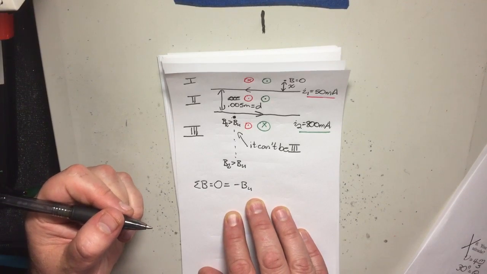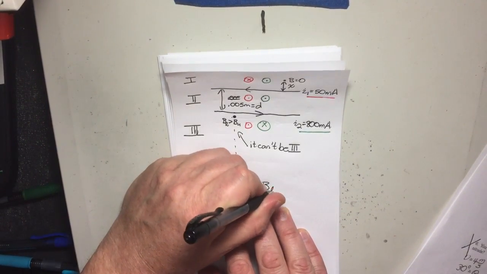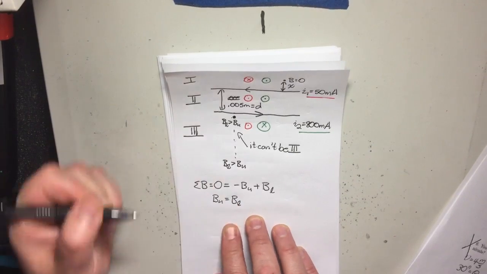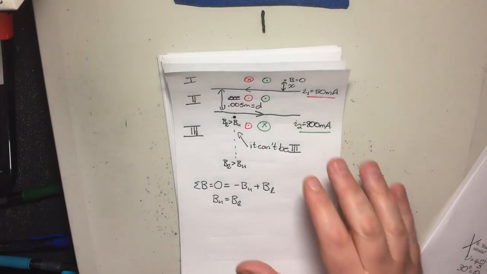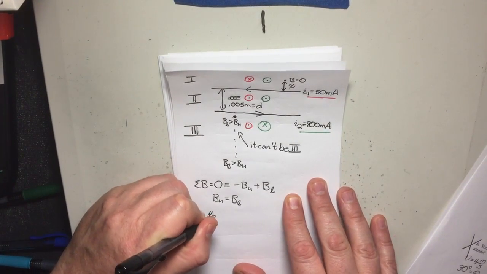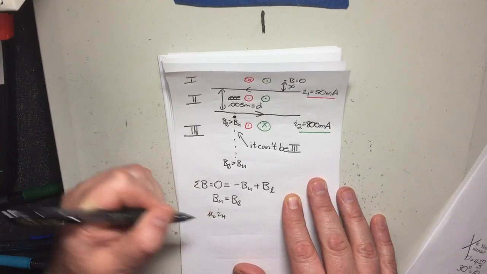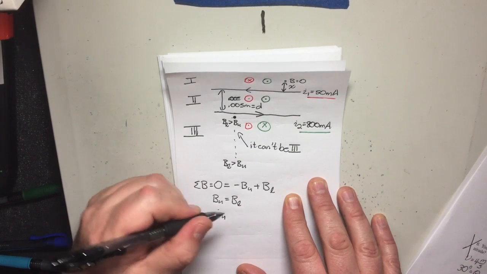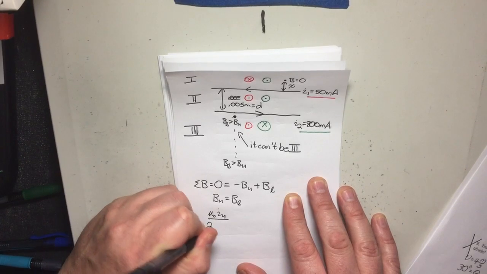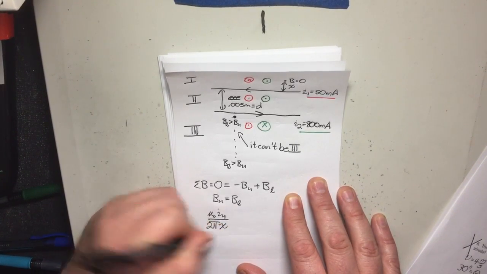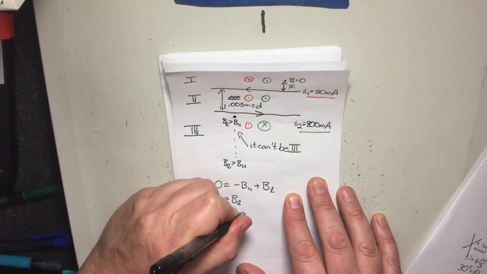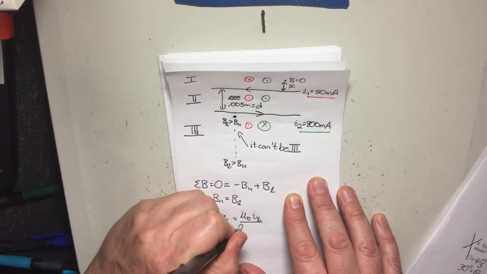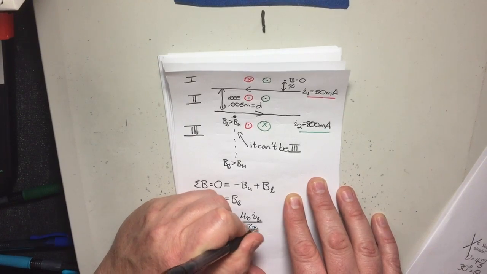So minus the B field from the upper plus the B field from the lower. So the B upper is equal to B lower. The B field of the upper, mu naught I upper, instead of 1 and 2, I'm using upper and lower. Mu naught I over 2 pi x equals mu naught I lower divided by 2 pi, x plus d.